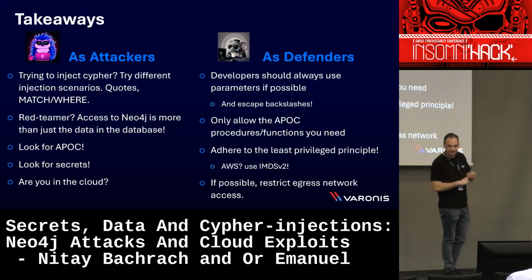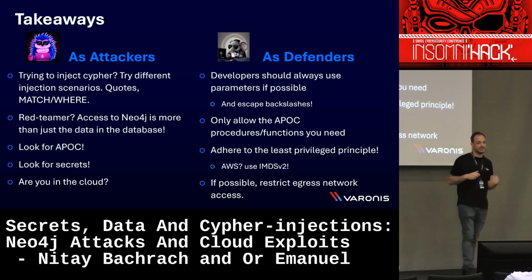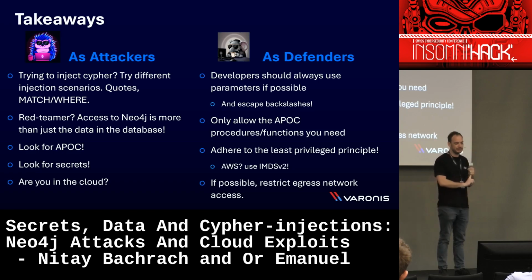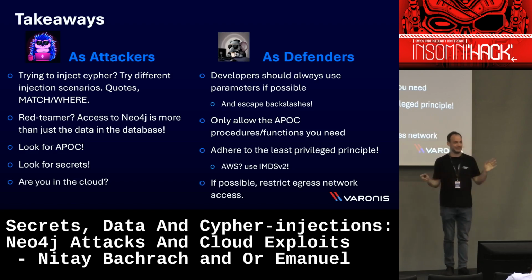Okay, so just some takeaways. If you're an attacker, always think about MATCH or WHERE, look for APOC, look for secrets. If you're a defender, you can restrict procedures and functions, and you can also, if you're using the cloud, adhere to the least privilege principle, and if it's AWS, use IMDS version 2, always. Even if it's not Neo4j, always.